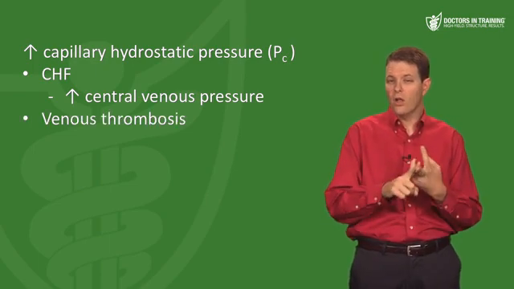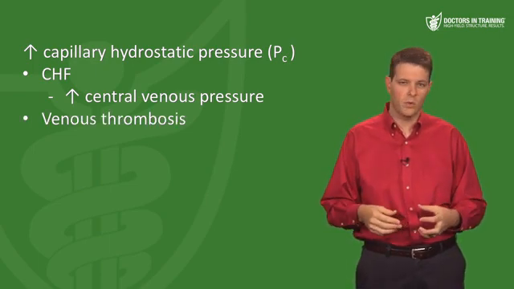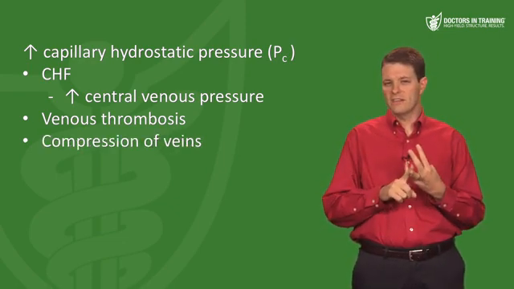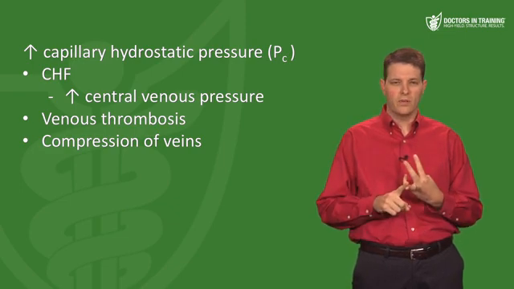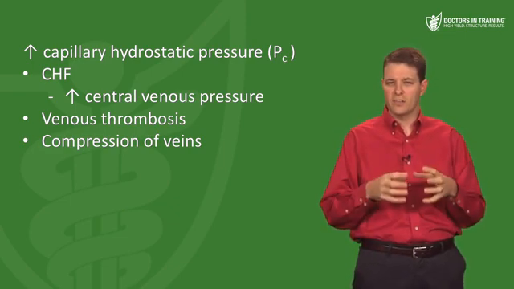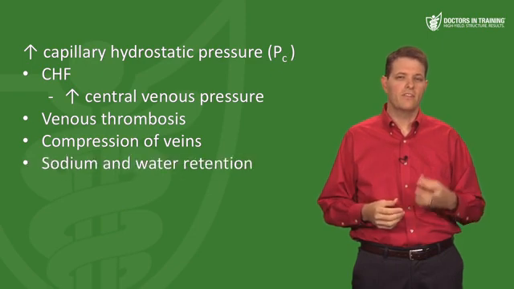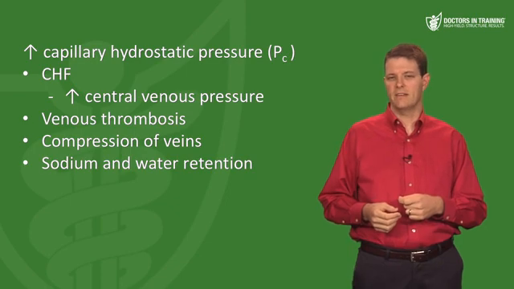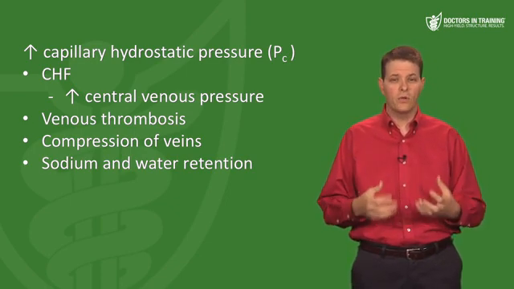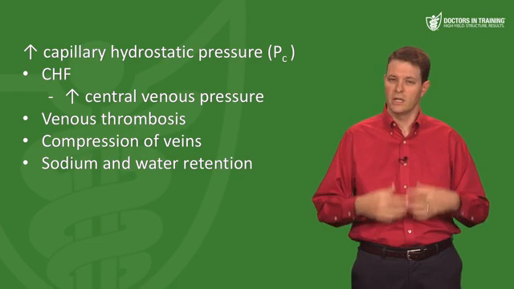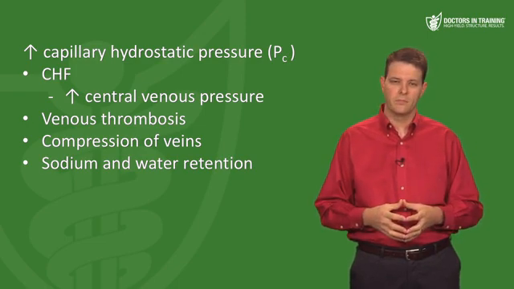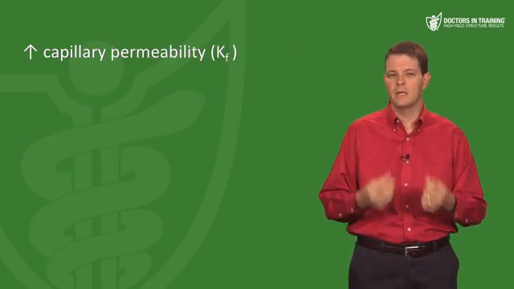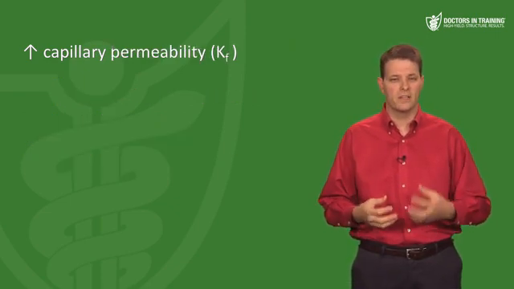Venous thrombosis can also increase venous pressure locally, which is why a patient with a DVT in the leg is going to have edema in that leg. Or anything that compresses the veins, like a tumor or even restrictive clothing or a cast, anything that obstructs venous outflow. And finally, if you have sodium and water retention, either from kidney disease or increased activation of the renin-angiotensin-aldosterone system, that increased fluid volume is going to increase the central venous pressure and the capillary pressure, and that'll cause edema.